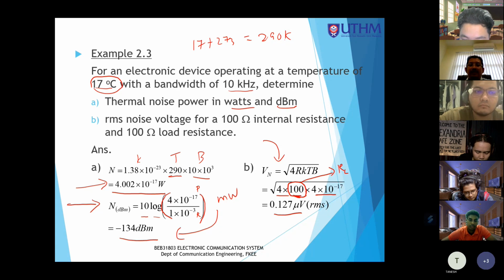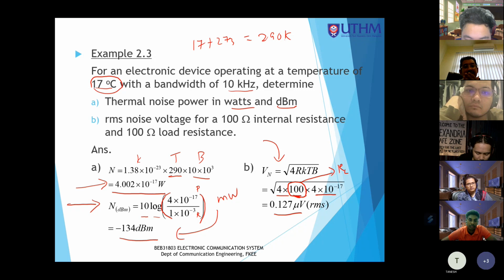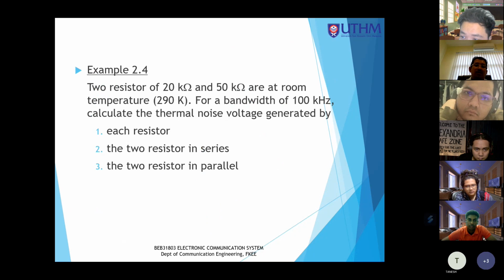And then what? Then move to example 2.4. So kelas ini, kalau ada soalan sila tanya. Kalau tidak ada soalan, saya akan teruskan kepada example seterusnya. Okay, which is example 2.4.